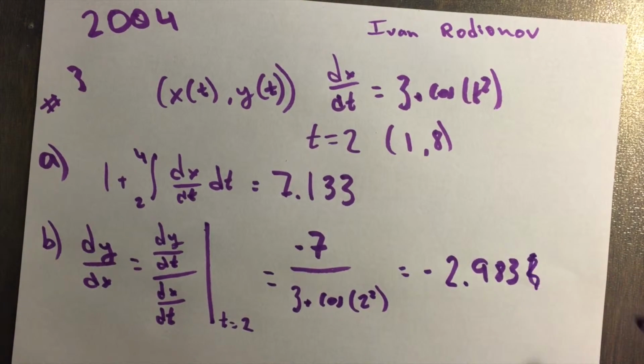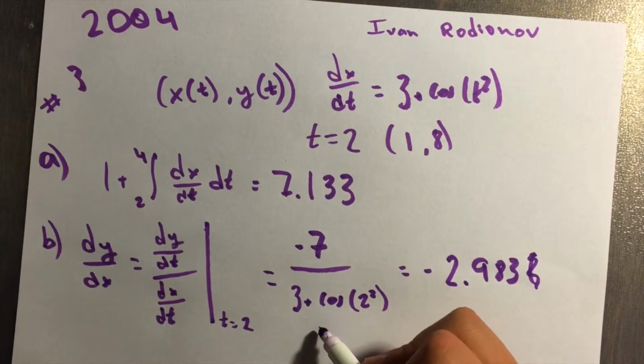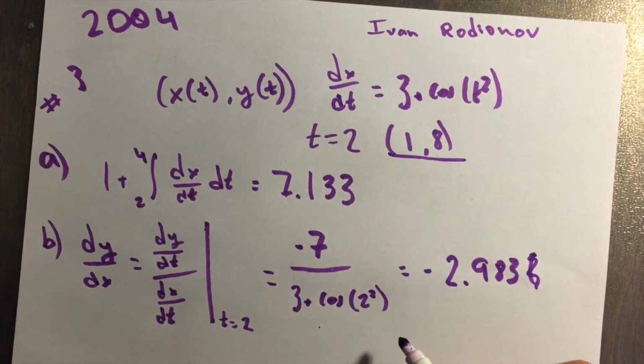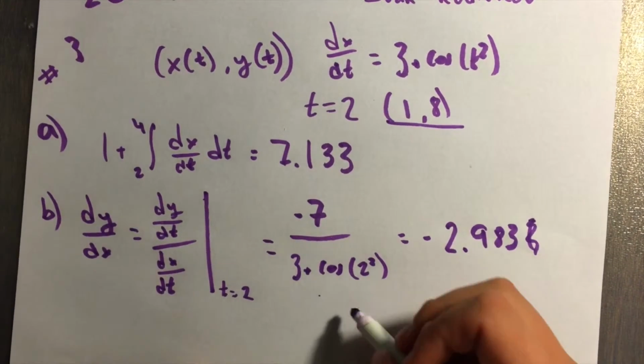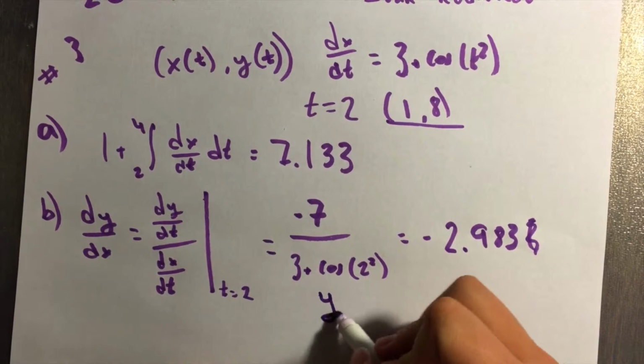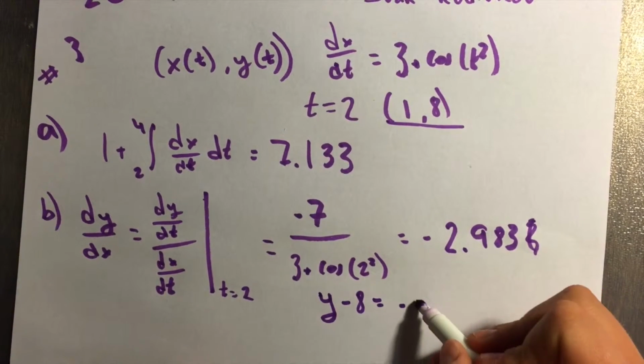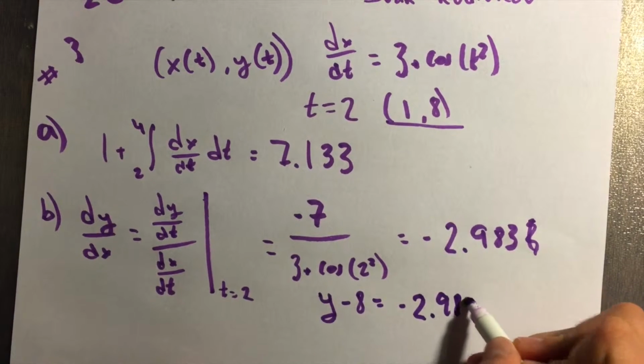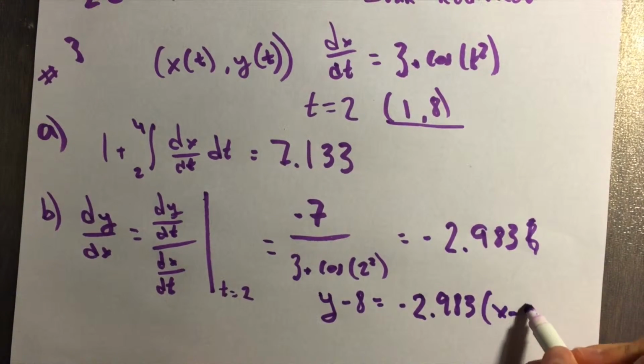And now we must put this in equation form, so we have the initial condition, which we're going to use, and our equation is going to be y minus 8 is equal to -2.983 times (x minus 1).